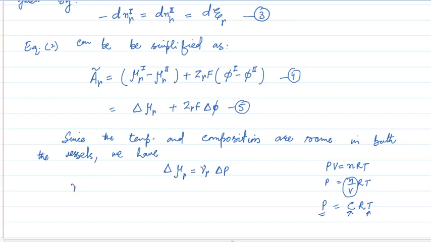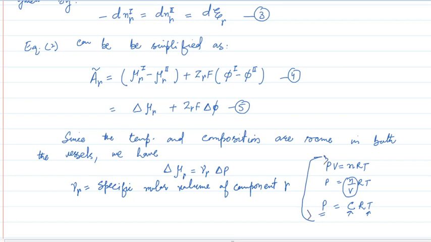So the mu gamma here is the specific molar volume of component gamma. That means we can write equation 1 as follows.